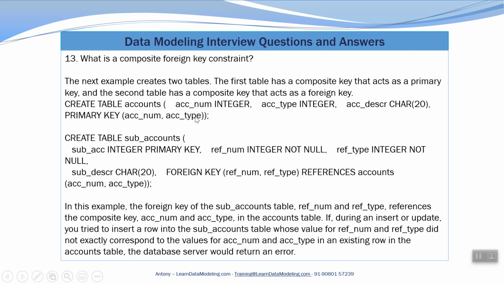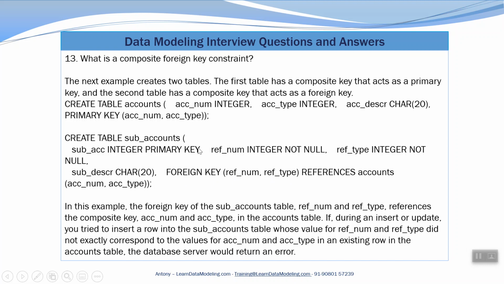So what you see here, a composite primary key is imposed on two columns, acc_number and acc_type. Then another table is created, sub accounts, where sub_acc integer primary key, ref_number integer not null, ref_type integer not null, sub_description character 20, foreign key. This is where it starts, composite foreign key, ref_num, ref_type.